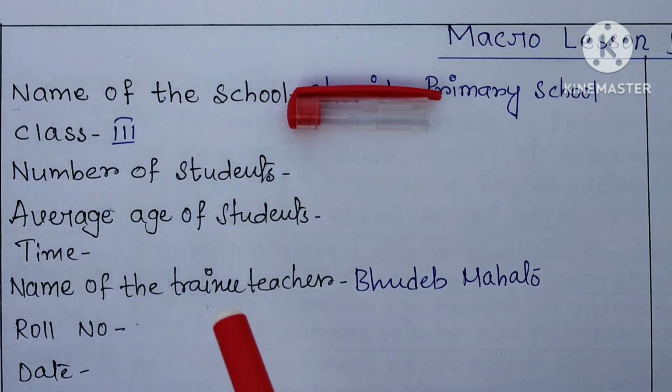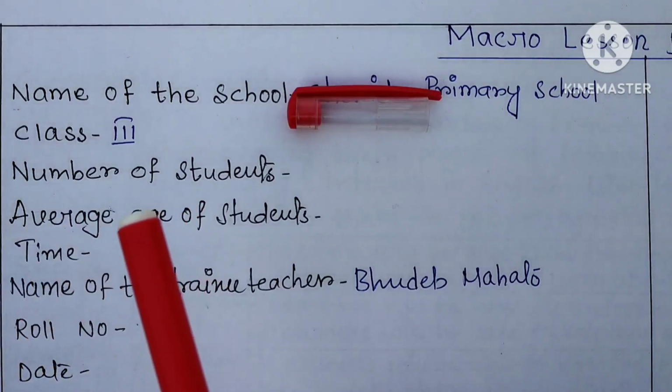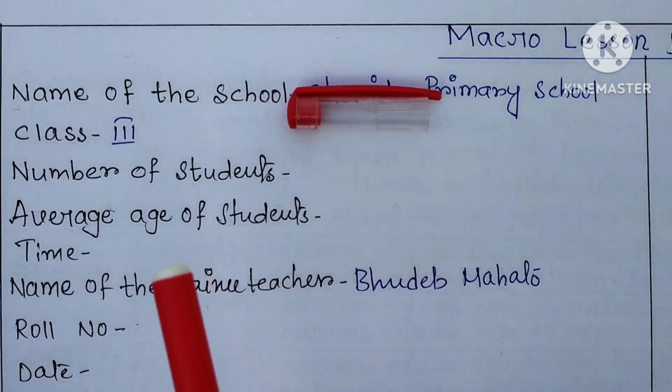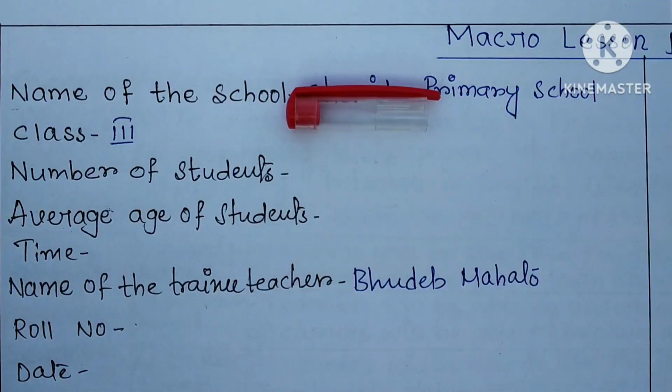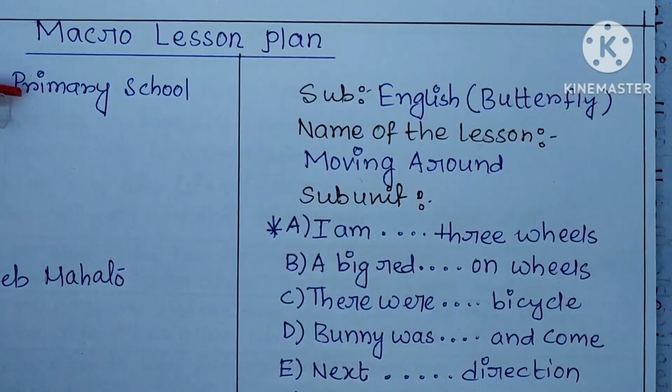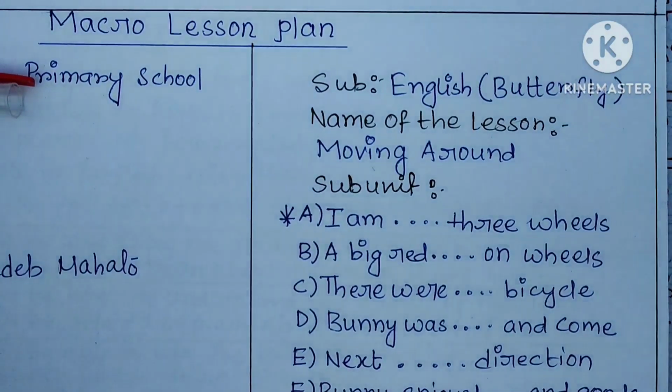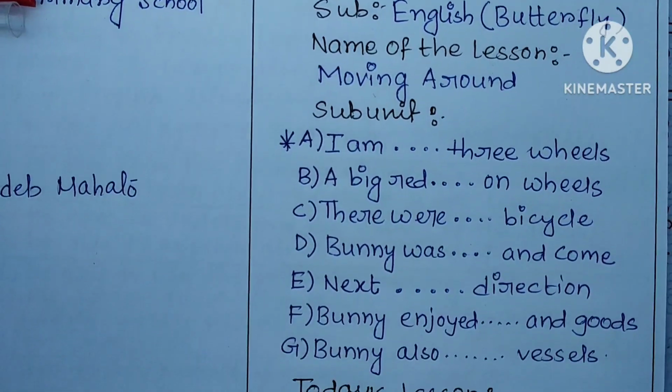Here: name of the school, class, number of students, average age of students, time, name of the trainee teacher, roll number and date. On the left hand side there are 8 points. Now come to the right hand side. Here the subject is English, Butterfly, as we write Patabahar in the field of Bengali. Name of the lesson: Moving Around, subunit.